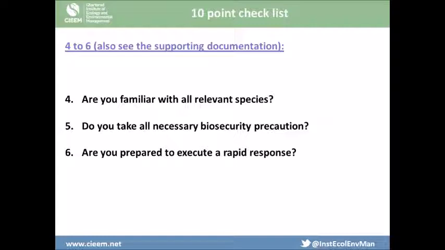So do bear in mind the rapid response isn't just your ability to get out there. It's the ability of your clients to respond as well. I think also a good identification book, and you'll see on the references list that's circulated, there's a few recommendations for identification guides that you can have a look at. So make sure you look through that reference list and get yourself some good identification material as well. The references list will follow on after the webinar.